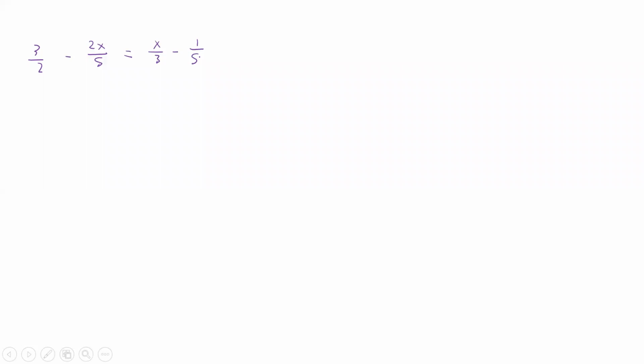This time, let's say we want to clear all the fractions. So instead of just trying to add things left and right and do common denominators, let's clear the fractions. So to clear the fractions on this one, what we have to do is find out what is the LCD of all the fractions here. So we've got a 2, we've got a 5, we've got a 3, and we've got another 5. So it's going to be 2 times 3 times 5. So 6 times 5, that's going to be 30.